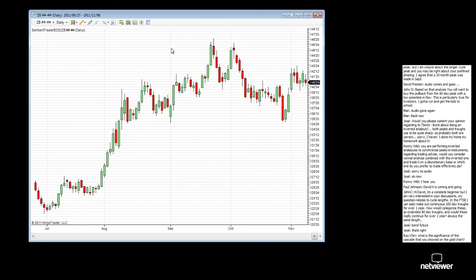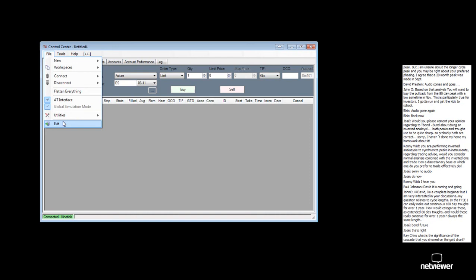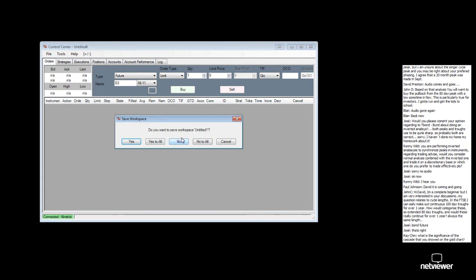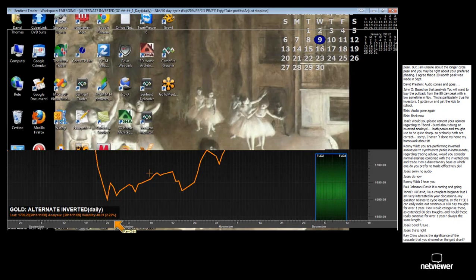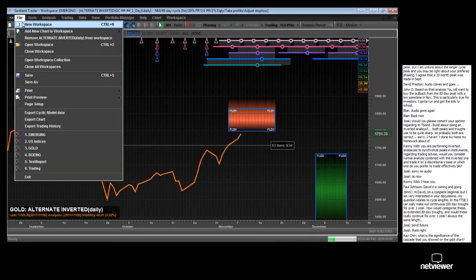I see a question from John C. while we're waiting for this data. A complete beginner. Very interesting in your discussions. That's good to hear. My question relates to cycle length. In the FTSE, I can easily make out continuous 100-day troughs over 1 year. How would you categorize these as extended 80-day troughs, and would these really continue for over 1 year, always the same length? Okay, John, that's a really interesting question, so let me do my best to answer it.